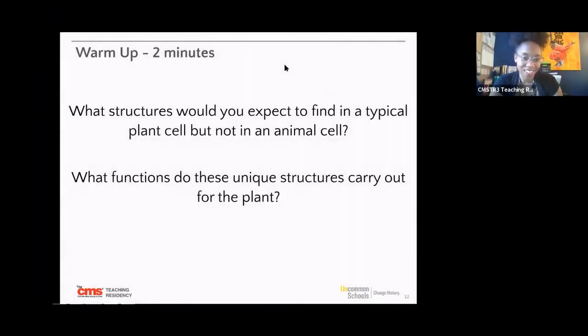Cell wall. Good, so I got cell wall. So what is the function of the cell wall, y'all?